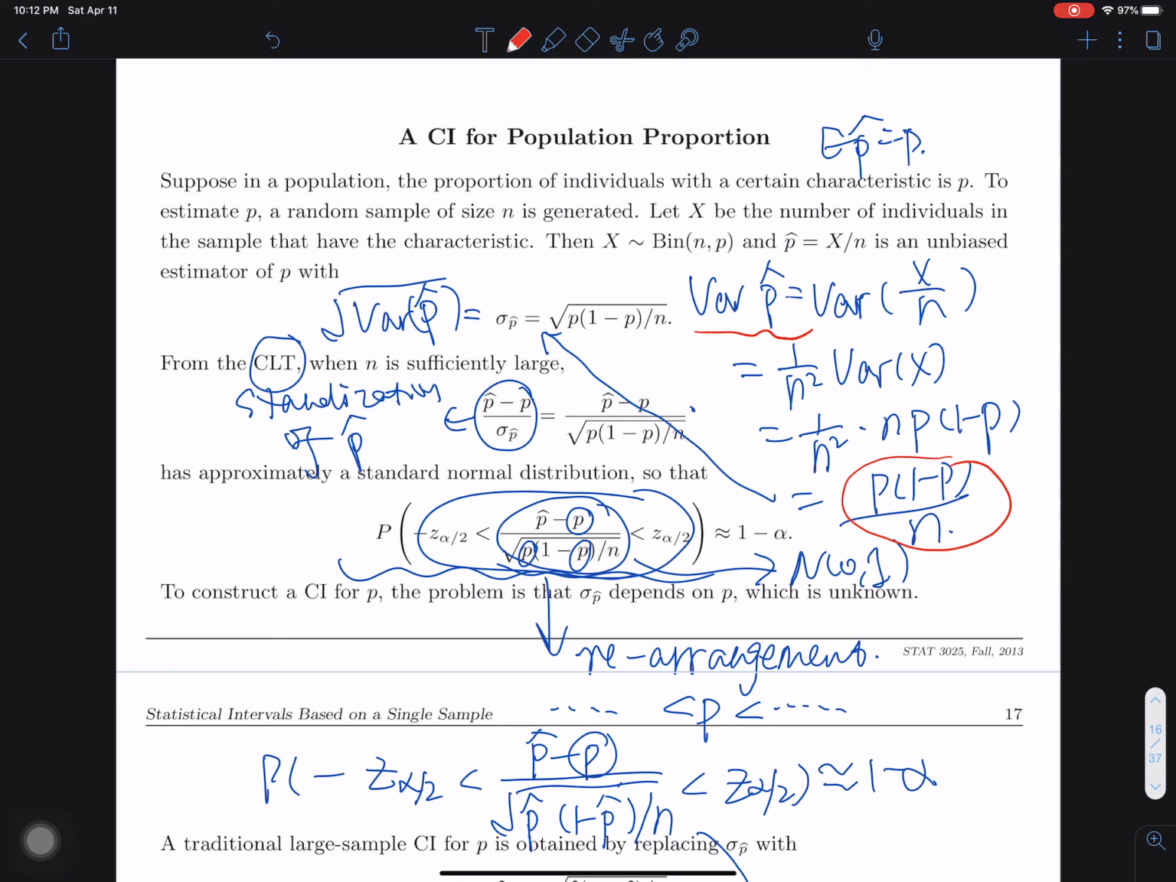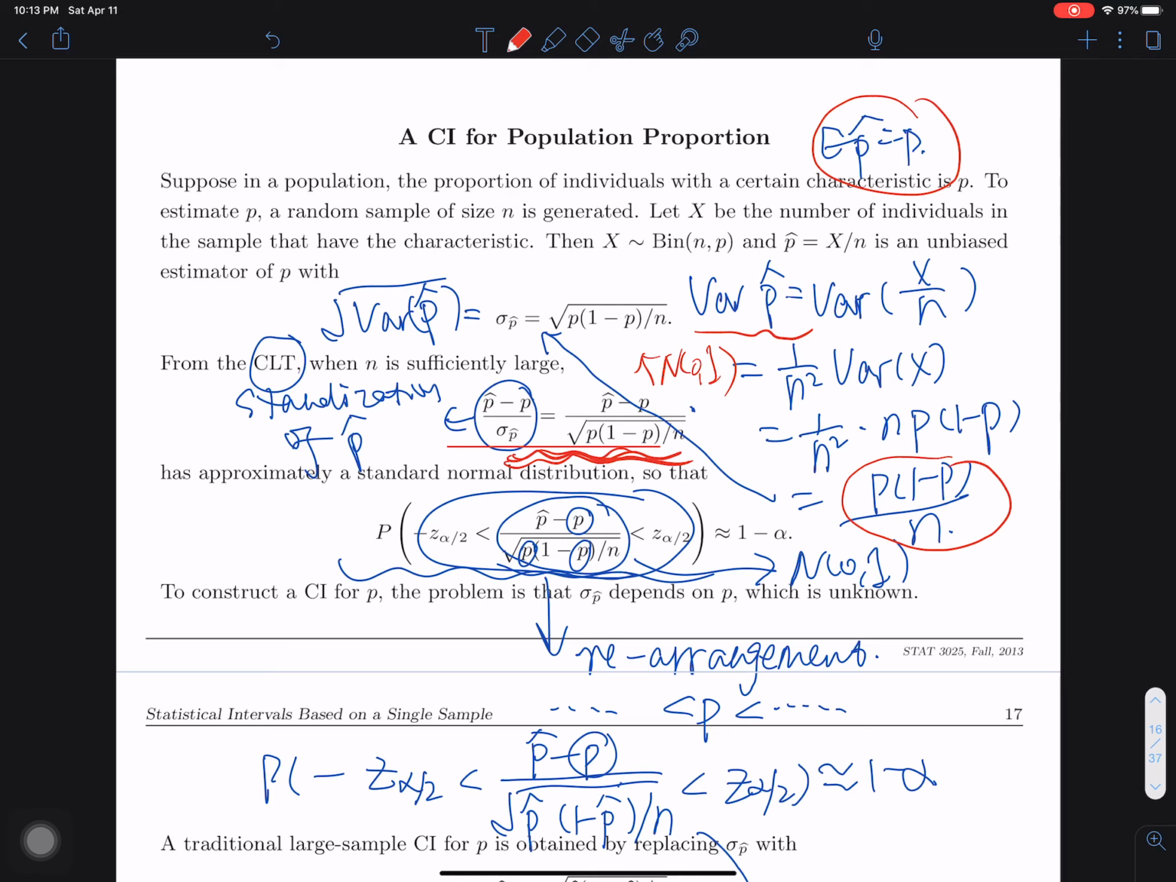And by the central limit theorem, we have this equation. This is because the expected value of p hat is p. So p hat minus p is called centralization. It is like we centered this p hat, and then divide by the corresponding standard error, we call it standardization. So by the central limit theorem, when n is sufficiently large, this quantity will follow a normal 0, 1.